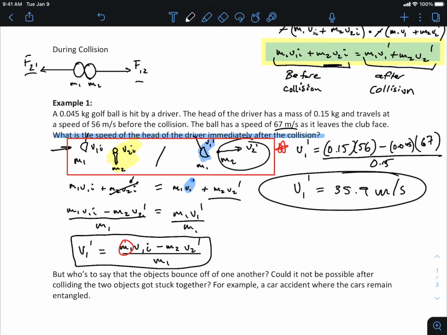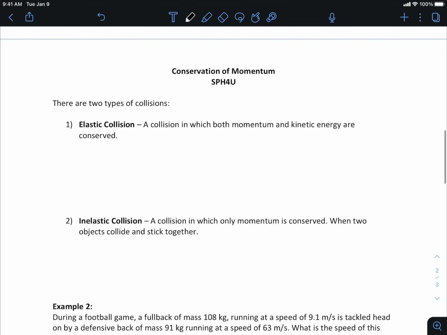Collisions occurred, so something has to happen. We have two kinds of collisions: elastic collisions and inelastic collisions. We just did an example where we saw an elastic collision, where the momentum and the kinetic energy are conserved, and the objects bounce off one another. That's what we just saw with that golf ball question.